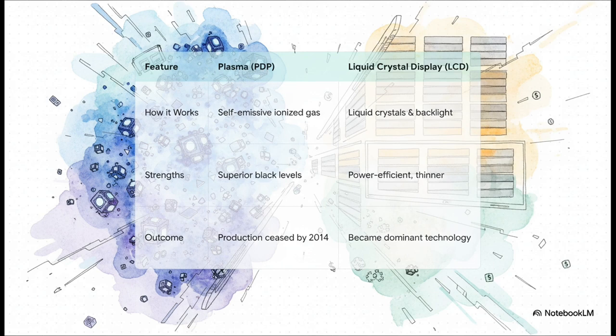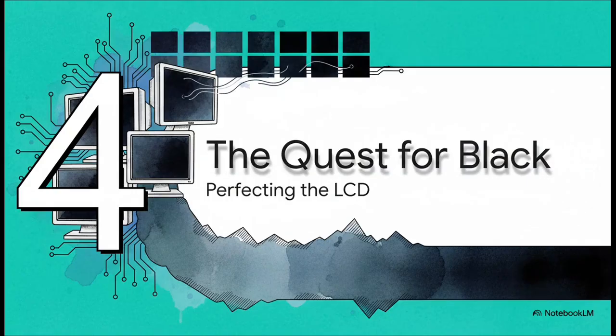It used these tiny liquid crystals like little shutters that would either block or pass light from a big light source behind the panel. Now for a while, plasma was the king of picture quality, no question. But LCDs were just way more power efficient, you could make them super thin, and they were cheaper to produce. And in the end, that's what mattered. LCD won the war. Okay, so LCDs won the war, but they had this one major flaw.